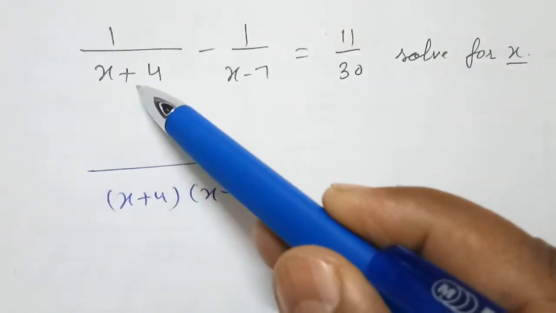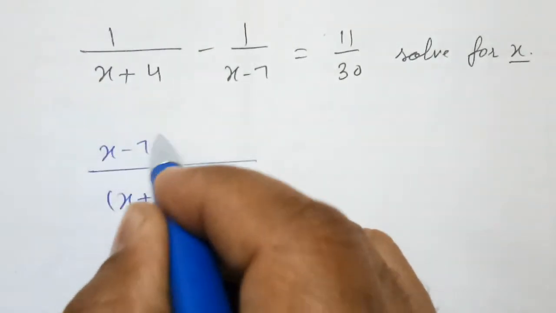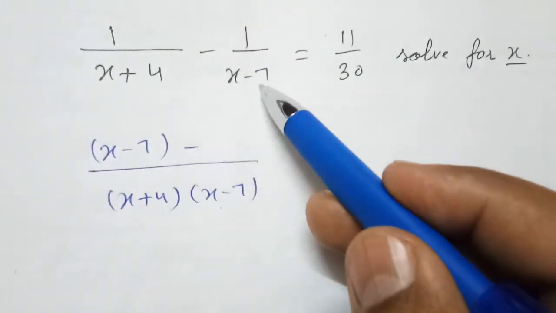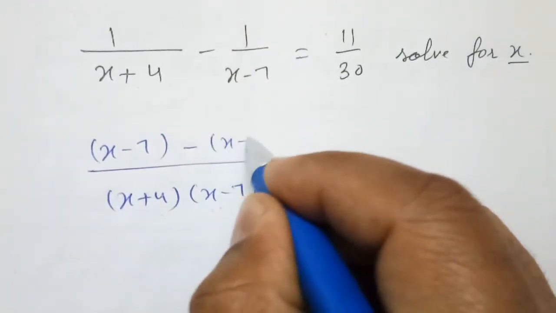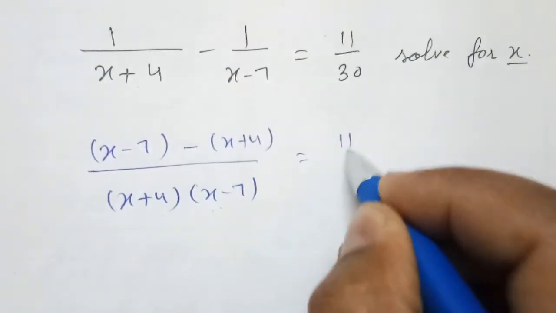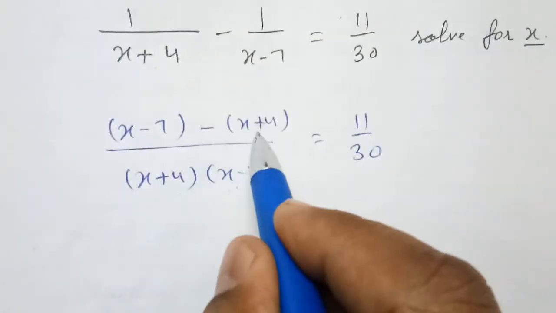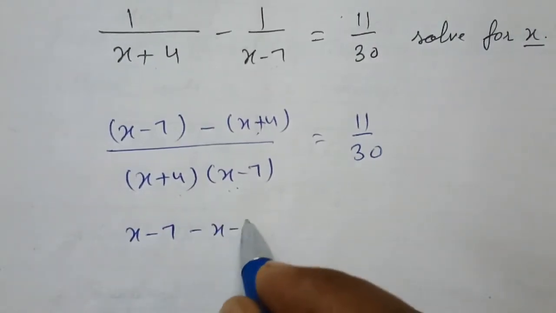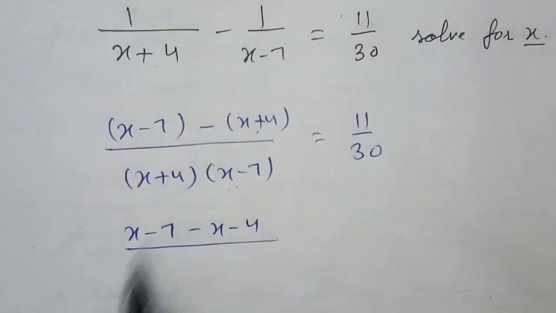Now when we divide this x plus 4 and x minus 7 by the denominators, we will get here (x minus 7) minus (x plus 4) equals 11 by 30. Now next is to solve this, so we will open the bracket here. Before the bracket a minus sign is there, so both signs will change. We will get here minus x minus 4.